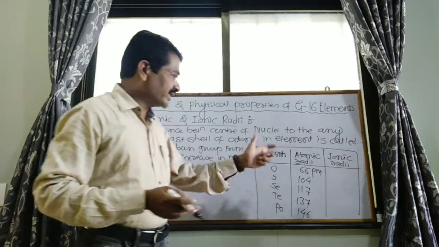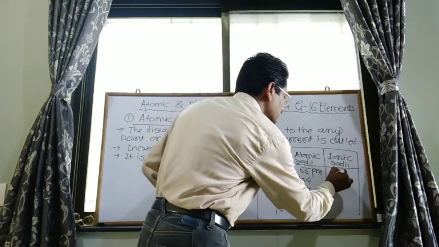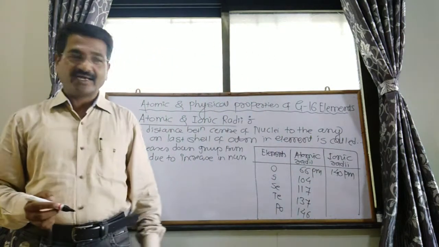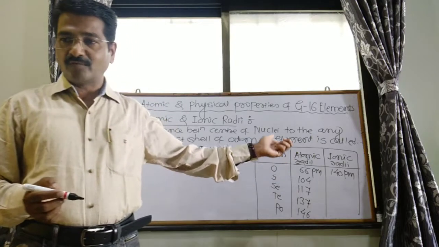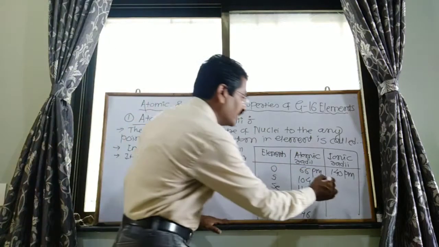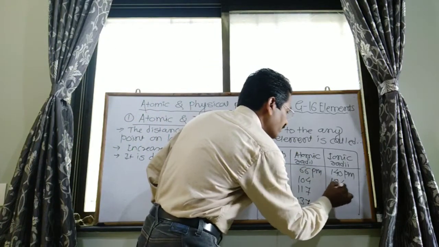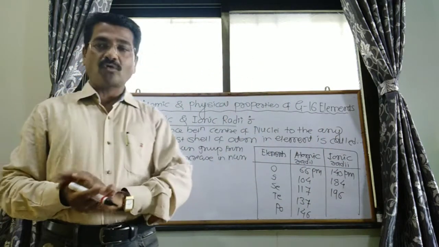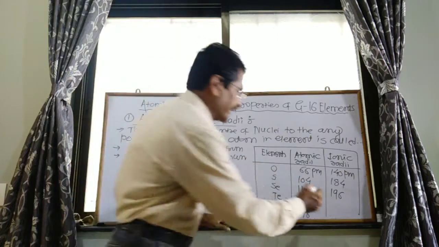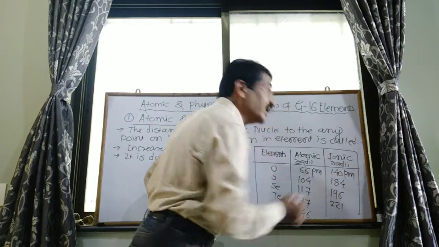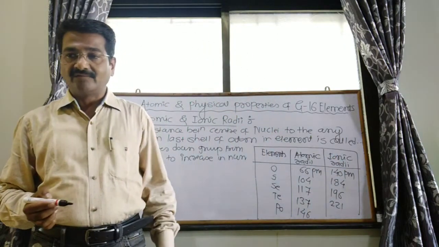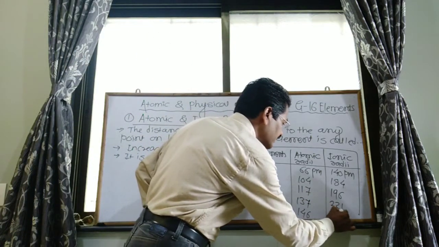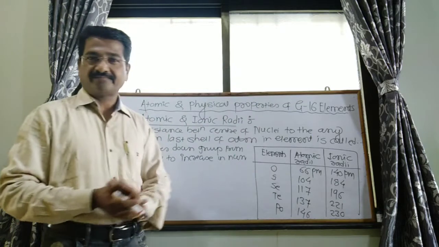Likewise, the ionic radii of G16 elements also increase. The ionic radius of oxygen is 140 picometer. Then 184, then 196, then 221 picometer, and last 230 picometer.